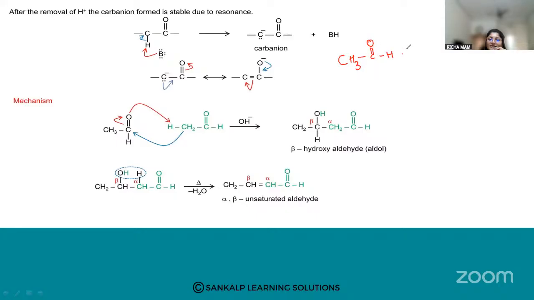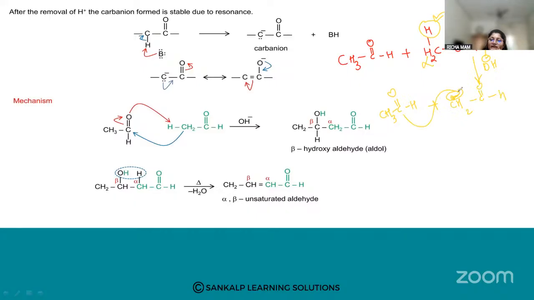Suppose I have acetaldehyde. The simplest, I will take acetaldehyde plus acetaldehyde. So CH3, then C double bond O, H. This is the carbonyl carbon, this is the alpha carbon, and at least one hydrogen is present. In the presence of base, the base will abstract the proton, so there will be formation of a carbanion, minus CH2 C double bond O H.